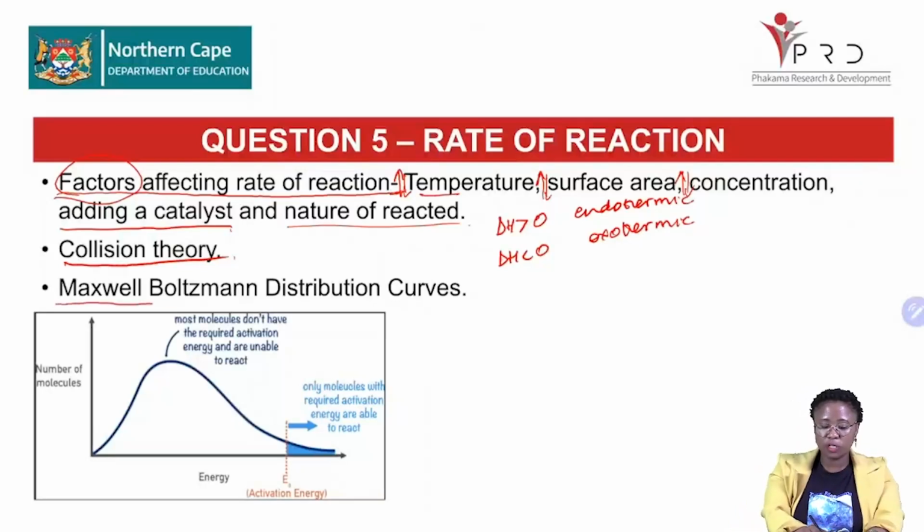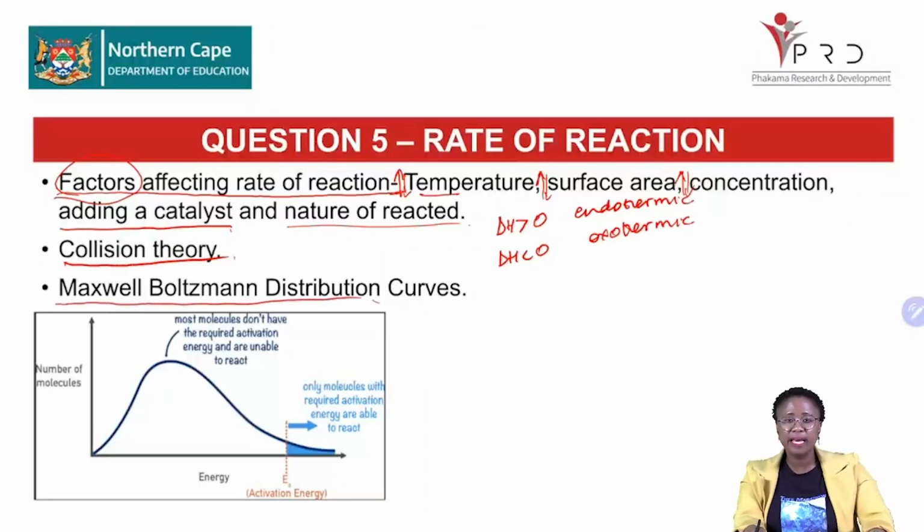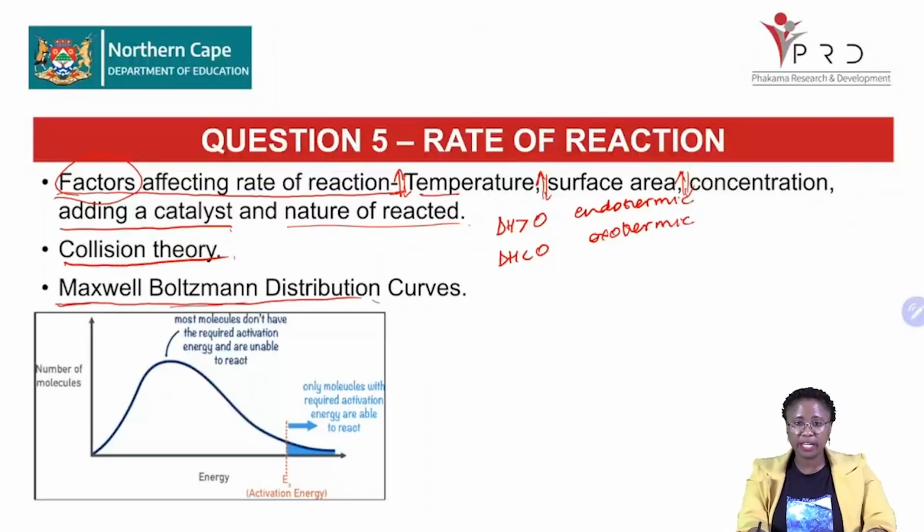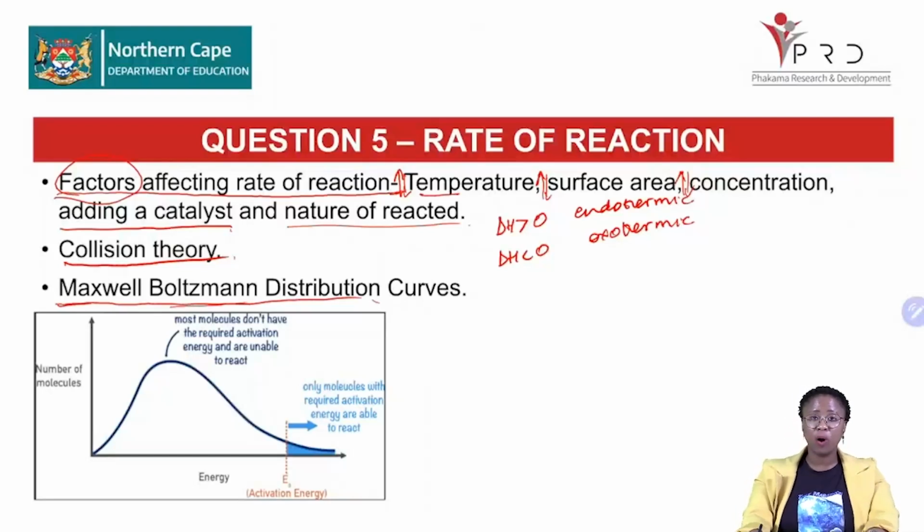Another thing that I quickly want us to remember is the graphs that are associated with the rate of reaction. Basically, the Maxwell-Boltzmann distribution curve is very important to know how to label it, and to remember what is given on your y-axis and what is given on your x-axis. Remember, on your x-axis will always be your energy, and on your y-axis is your number of particles or the number of molecules. Now, very important, pay attention to the shaded area.